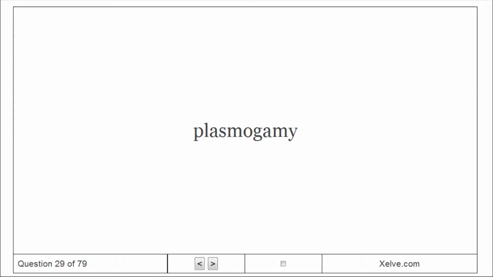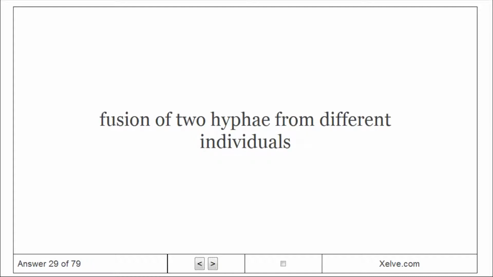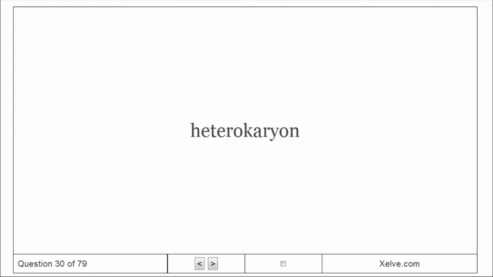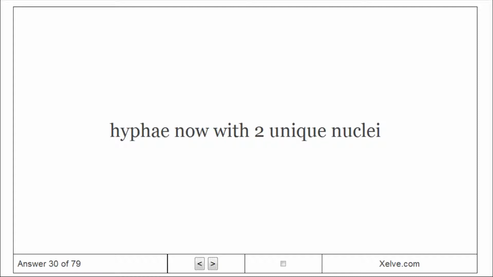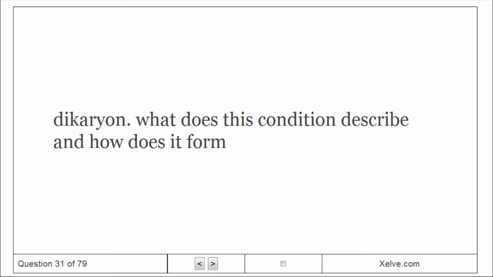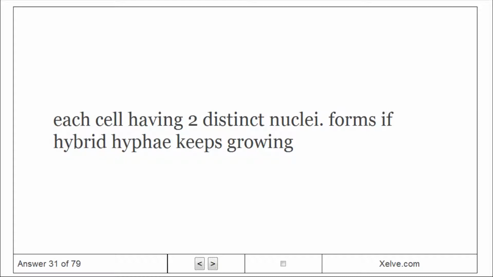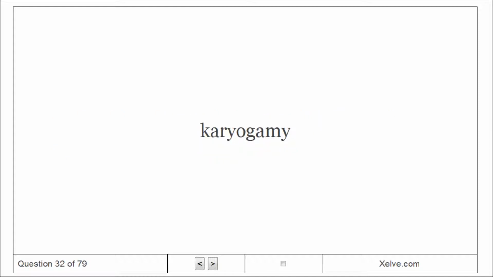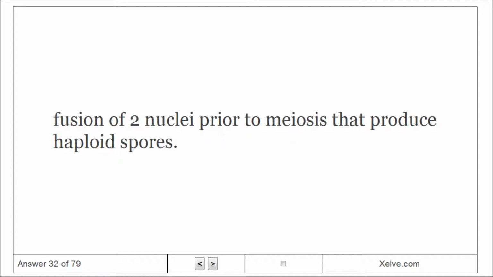Plasmogamy. Fusion of two hyphae from different individuals. Heterokaryon. Hyphae now with two unique nuclei. Dikaryon. What does this condition describe and how does it form? Each cell having two distinct nuclei, forms if hybrid hyphae keeps growing. Karyogamy. Fusion of two nuclei prior to meiosis that produce haploid spores.